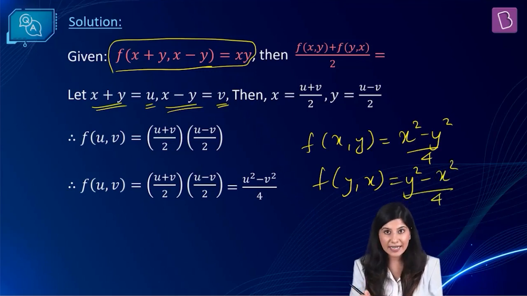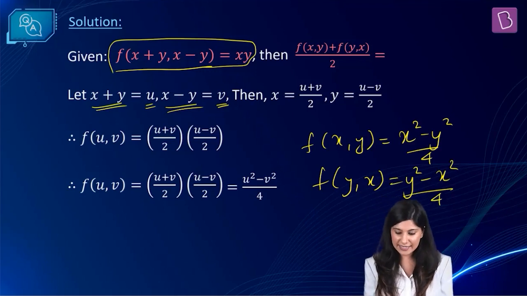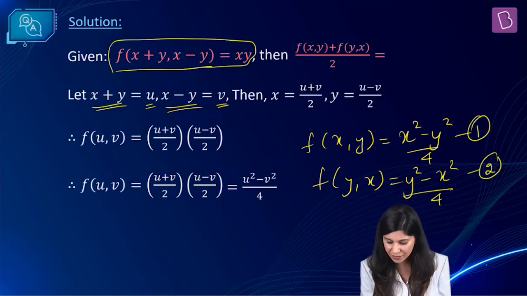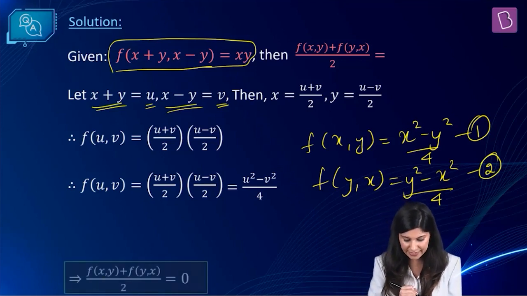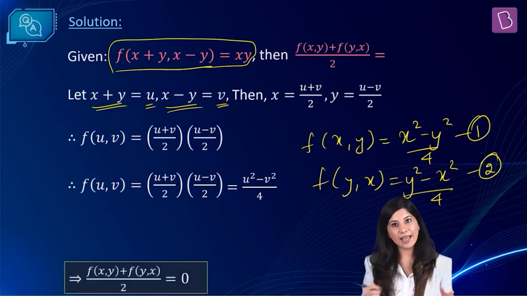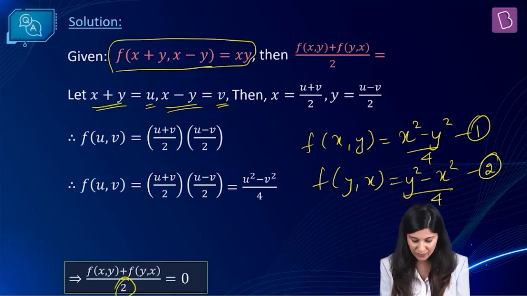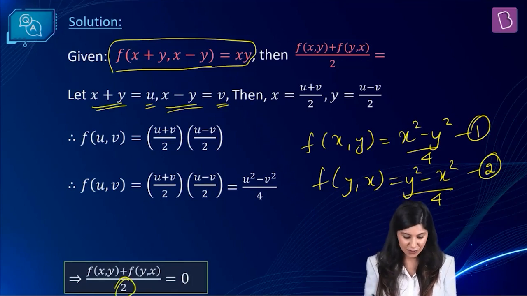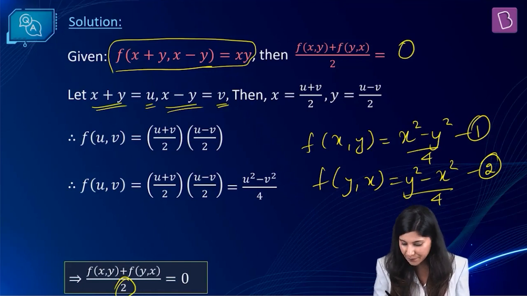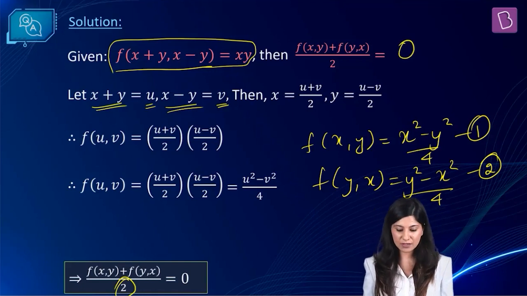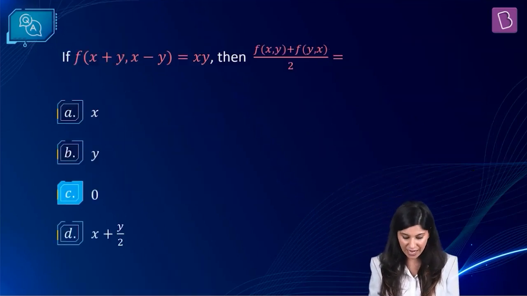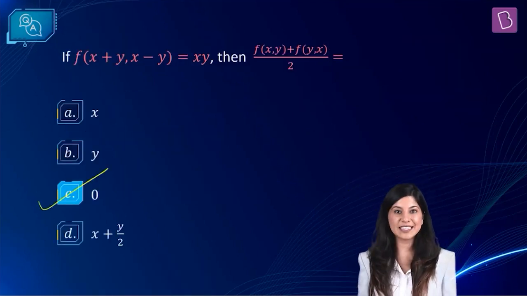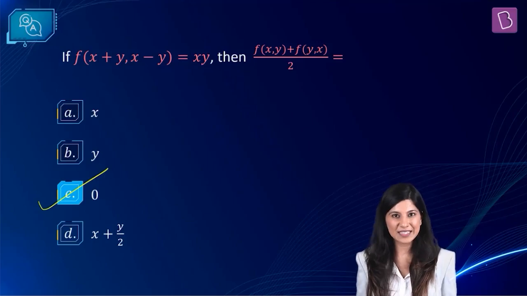We just need to add these two and divide by 2. Let's add equation number 1 and 2 over here. The moment we add equation number 1 and 2, what do I get is a 0, right? And then if we divide it by 2, again we are going to get a 0. So f of x comma y plus f of y comma x by 2 is 0 by 2, that is equal to what? A 0. So the answer of this particular question is option C, cute little 0. All right?